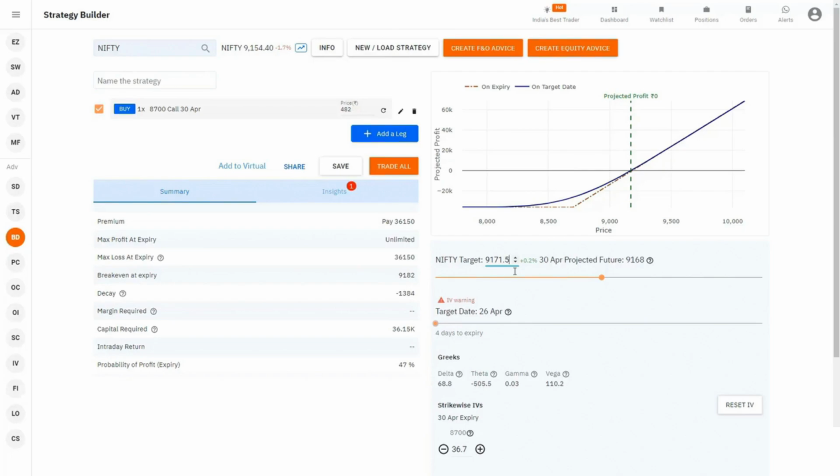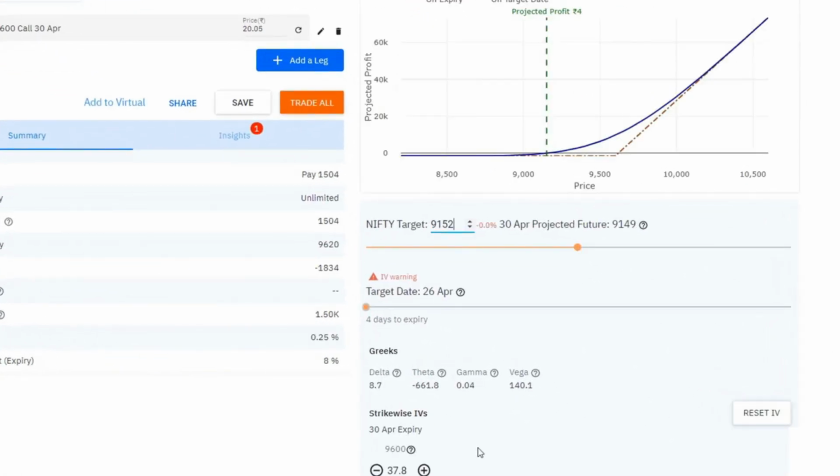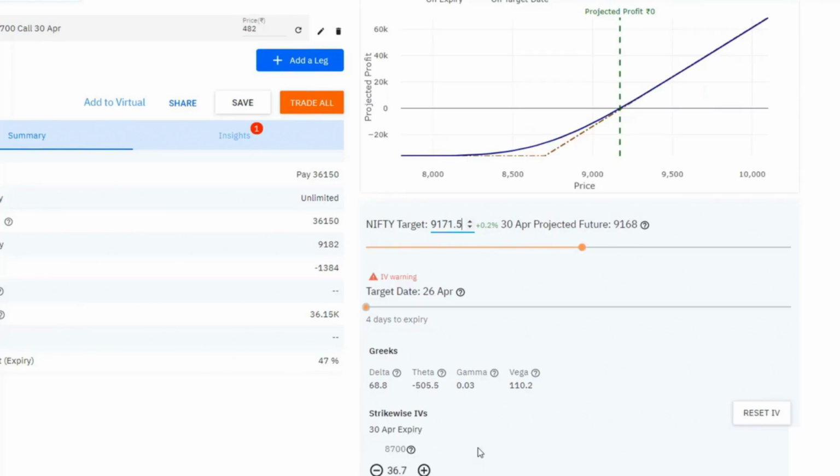Now this is a good time to introduce another shorthand tool called Vega, which basically tells you how much your option's P&L will change with a 1 point change in IV, right? So we still haven't figured out where this IV comes from and all, but we need to understand that IV affects your buy trades, and we have to figure out ways to escape the impact of IV. So let's look at Vega.